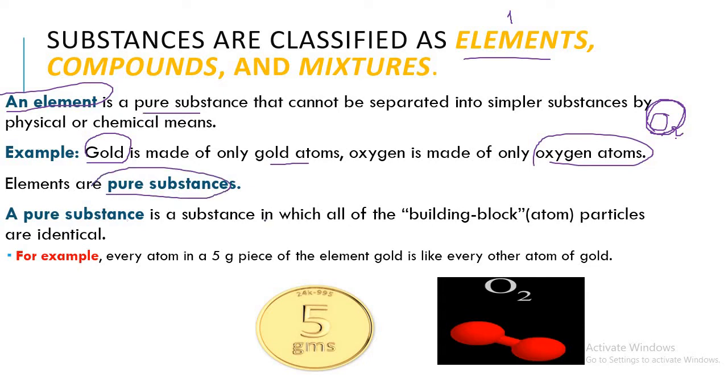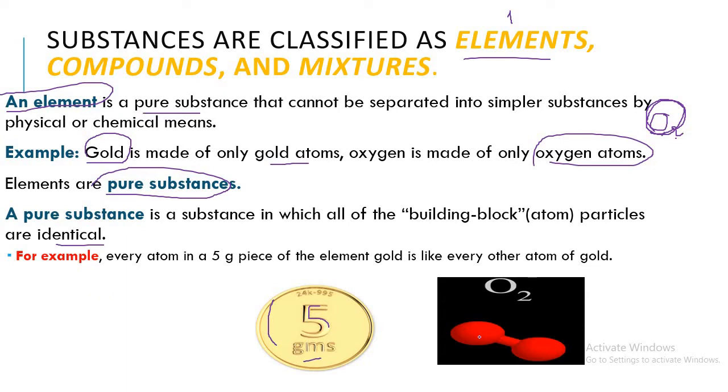A pure substance is a substance in which all the building block atom particles are identical. For example, every atom in a 5-gram piece of the element gold is like every other atom of gold. Each atom inside this 5-gram piece of gold, inside this coin, is like each other. So this is called a pure substance.